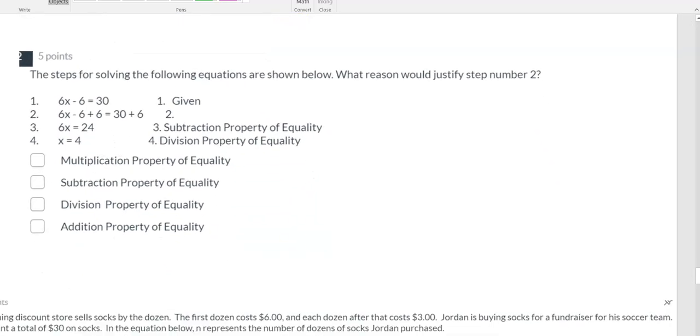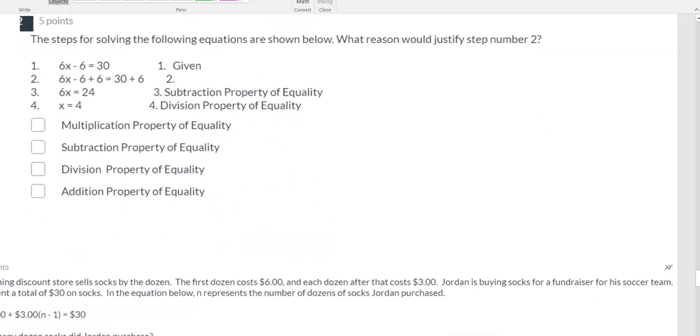All right, this was the question I didn't count, because we had not gone over it. But if you get to this question, and it's asking you, what are they doing in step number 2? Well, the first one here, what did they do? Well, they have to get rid of that -6. So they added it to both sides.